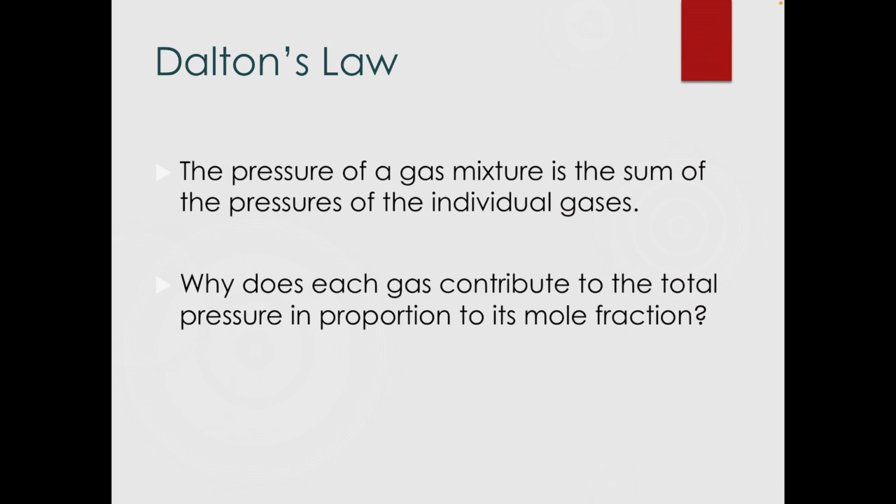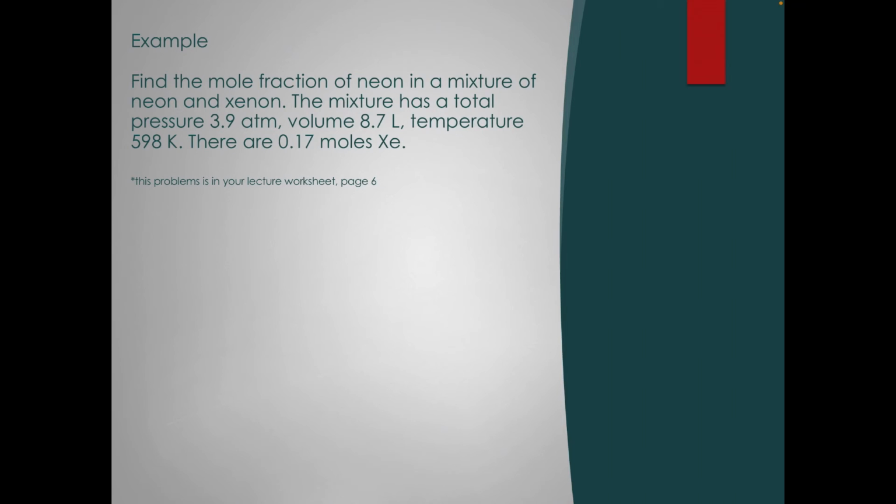So Dalton's law is that the pressure of a gas mixture is the sum of the pressure of all of the individual gases. And here it says, why does each gas contribute to the total pressure in proportion to its mole fraction? Because again, all of those gases are acting independently. They are not interacting with each other, so we can calculate the pressure due to each individual gas and add them all up because they're all acting independently. It's like they're in there by themselves. They're not interacting with the other gases whatsoever.